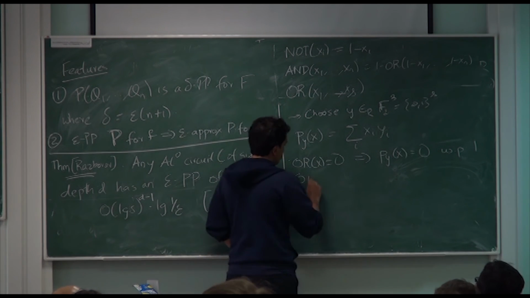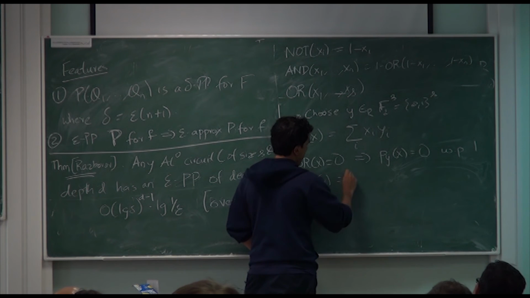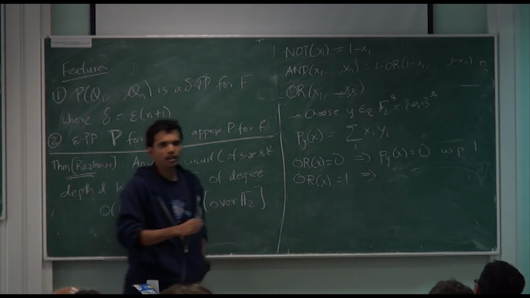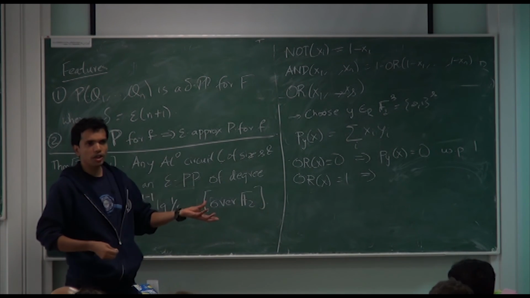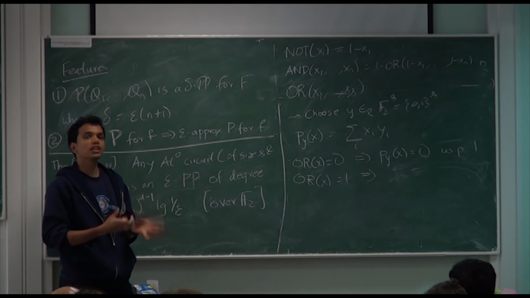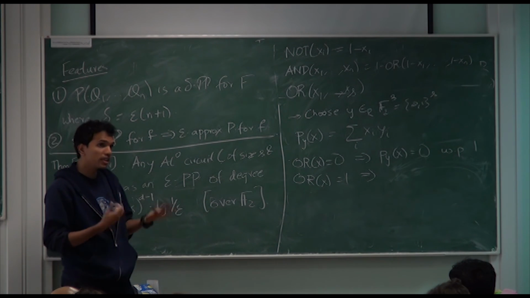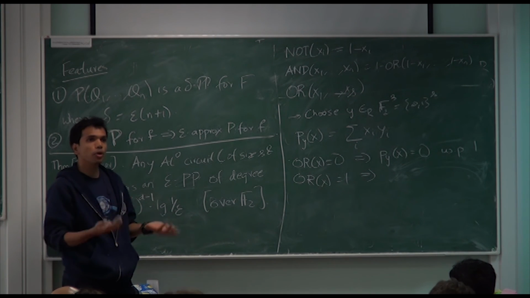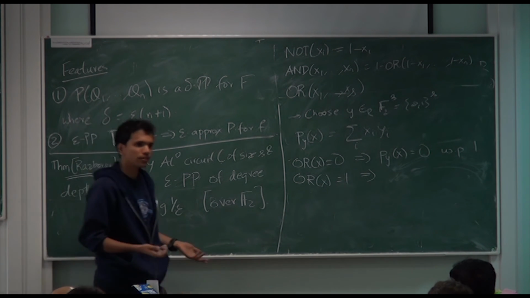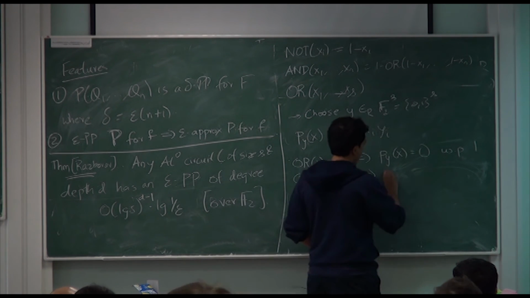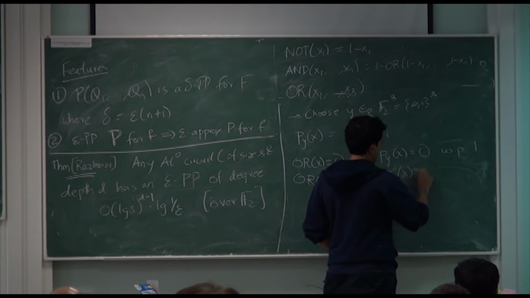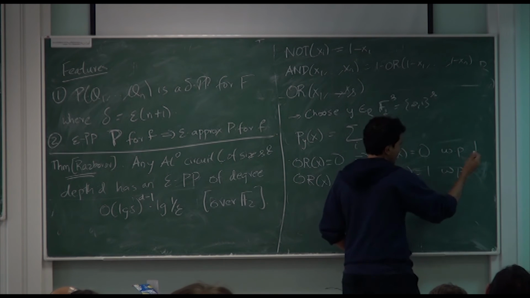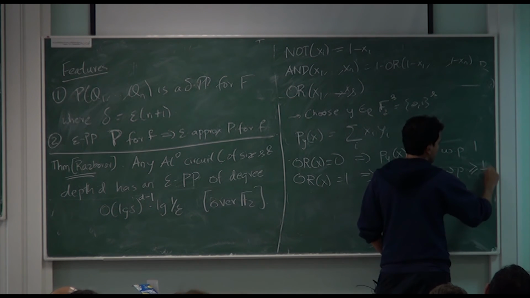On the other hand, if my input is non-zero, I take its inner product with a random vector. What's the probability that this is 0, and what's the probability that this is 1? It turns out the probability that this is 1 is exactly a half. It's exactly a half, but what's relevant to us is that this is at least half.